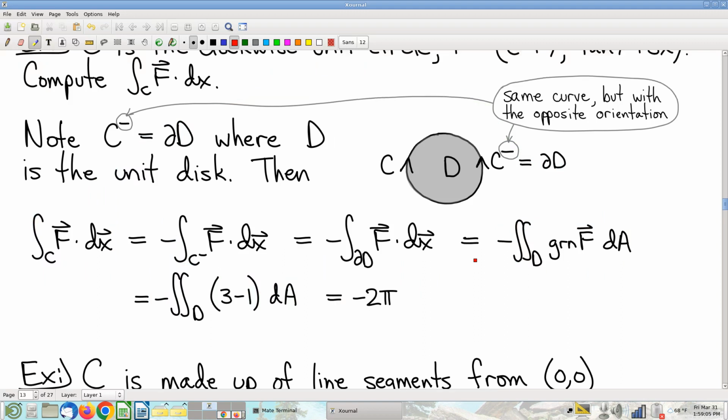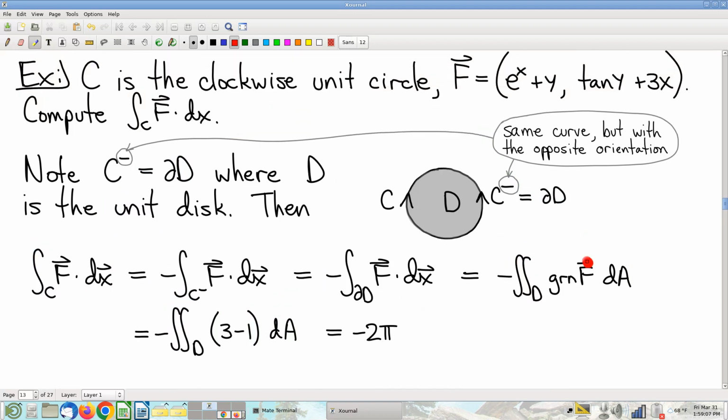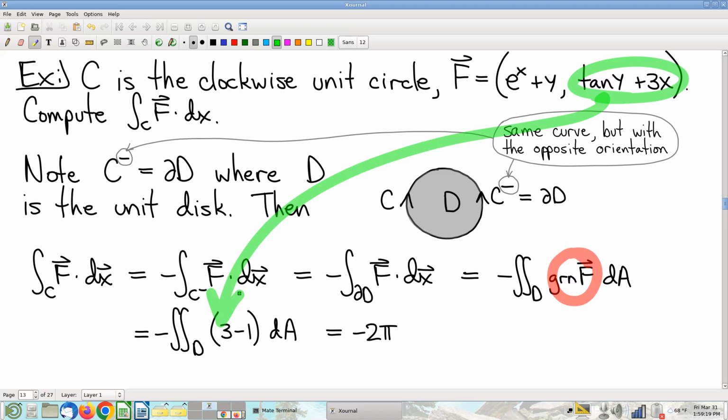It's all downhill from here at this point. We've got to compute Green's operator. How are we going to compute Green's operator? Well, we've got a formula, dQ/dx minus dP/dy. The x partial of Q is pretty clearly 3. Then we have to subtract the y partial of P, pretty clearly 1.